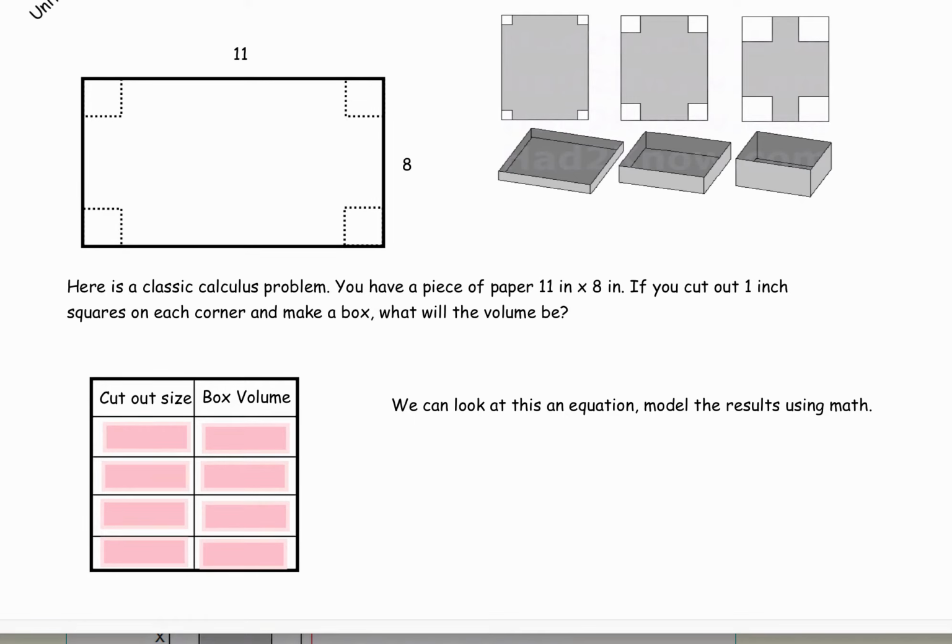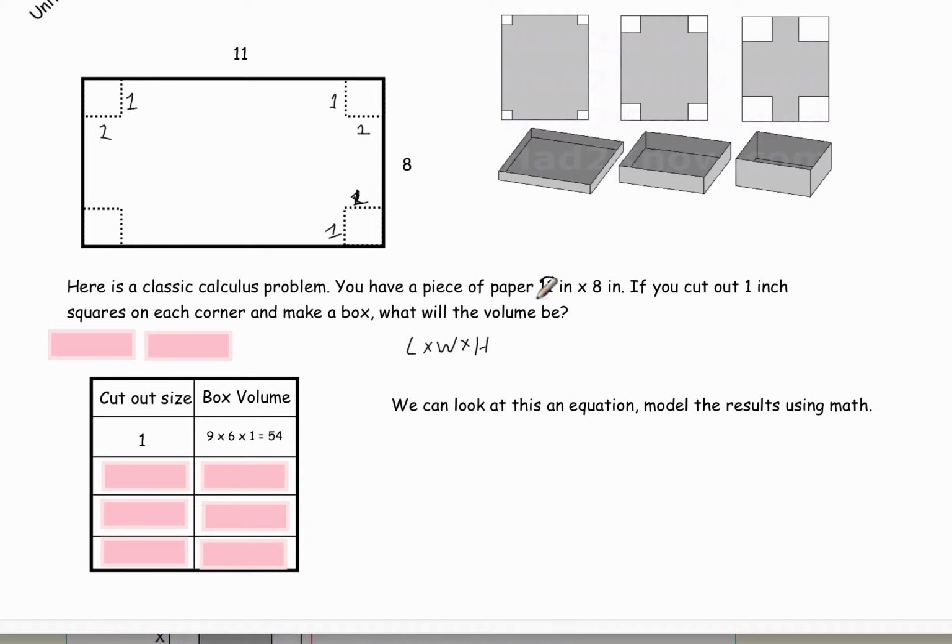If we started with these boxes being a cutout size of 1 inch, that means all these are 1. That doesn't look like a 1, sorry. So the box volume, remember, volume is length times width times height. 9, 6, and 1, where did 9, 6, and 1 come from? Remember, length times width times height.